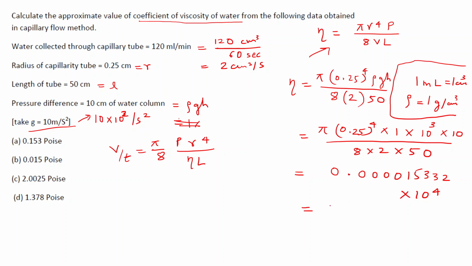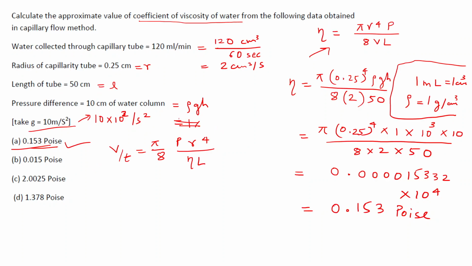So the answer will be 0.153 poise. So this is the correct answer, 0.153. If we round it off and keep only 3 digits, we'll get 0.153 poise. So this is the correct answer.